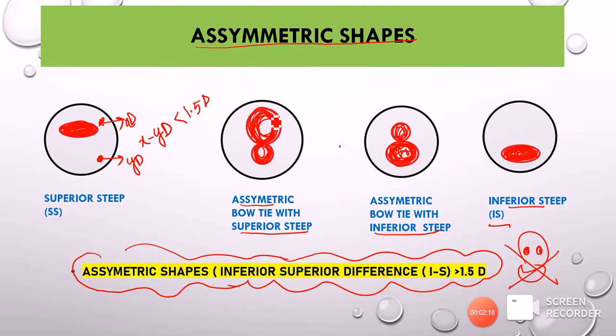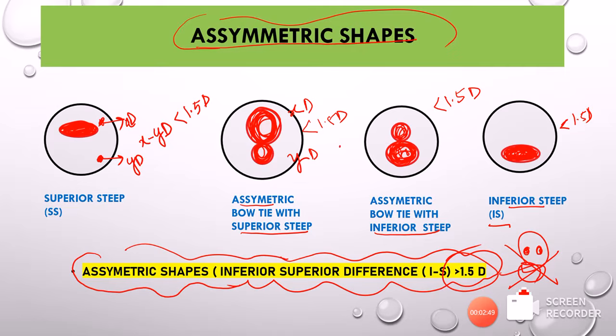Similarly, in this asymmetrical bow tie with superior steepening, you take a point here X, take a point here Y, and subtract those two dioptric values, it should be less than 1.5 diopters to be normal. Similarly, here the inferior superior difference should be less than 1.5 diopters to be normal. Similarly, here also it should be less than 1.5 diopters to be normal. But what you have to remember in asymmetrical shapes is whenever the superior inferior difference is more than 1.5, then it is a danger of ectasia.